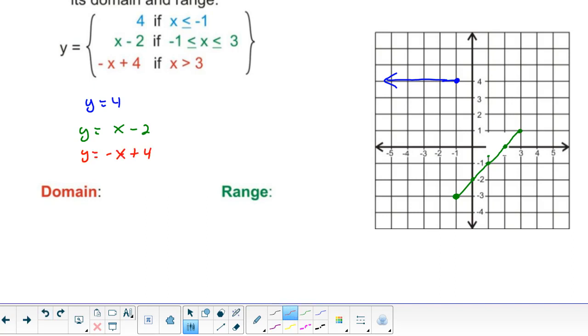Y equals -x plus 4. Okay, so again, the y-intercept is 4. Just going to put a dot there because this is where I'm out of the domain already. Down 1 and to the right 1, down 1 and to the right 1, down 1 and to the right 1. But I've got to be careful.